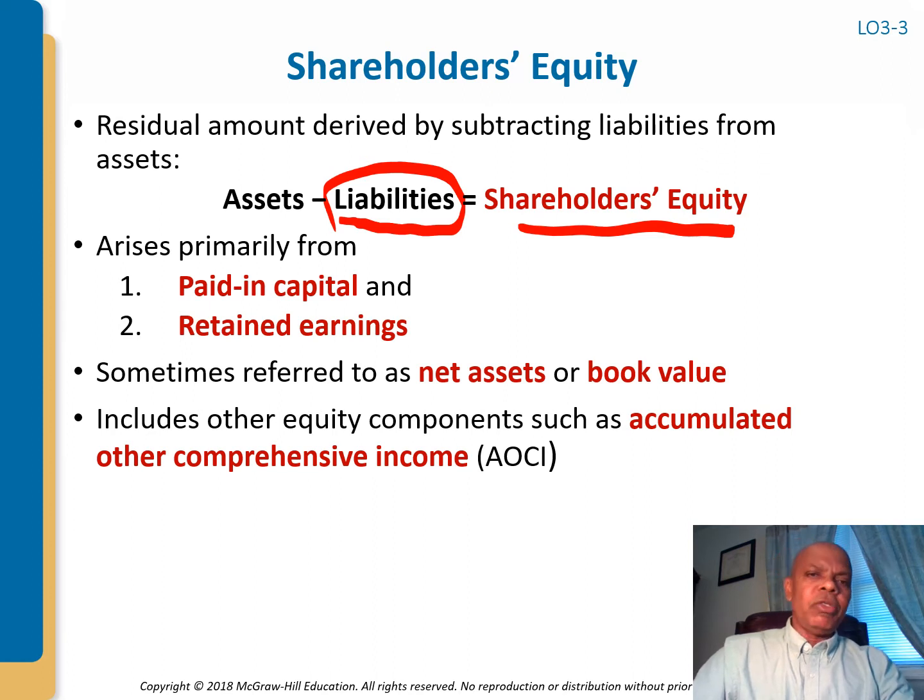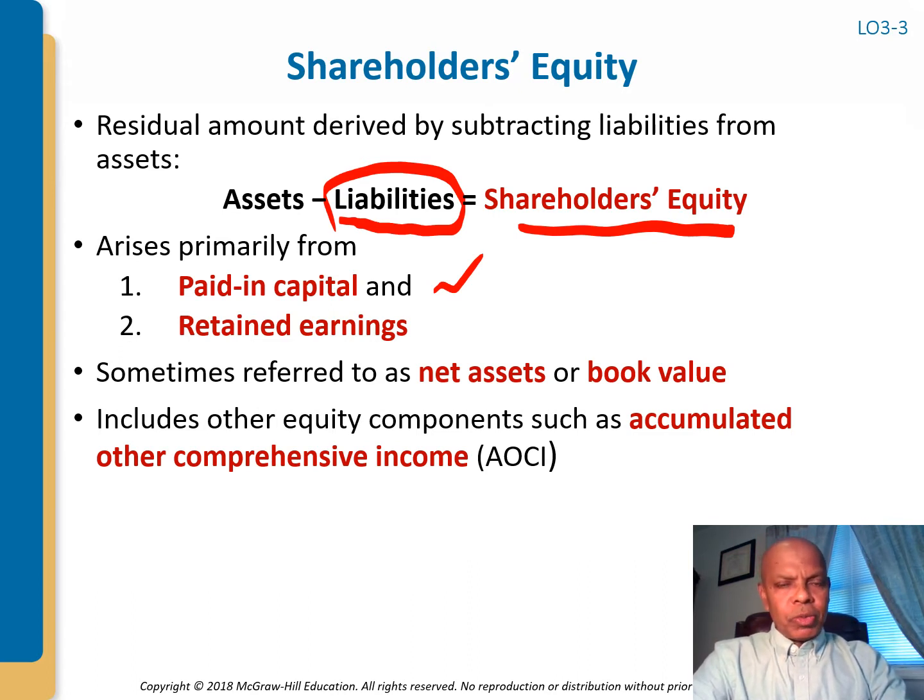It's derived primarily from paid-in capital. We said what the paid-in capital consists of: you mean common stock. If you're separating it, common stock and paid-in capital in excess of par. We know what they are, right? We explained that before. And what is retained earnings? Retained earnings, that's the profit that is retained in the business.